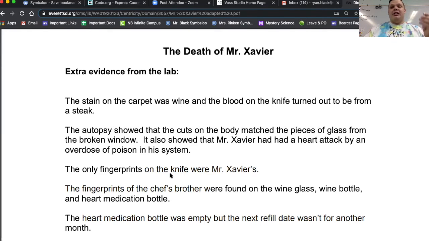The chef's brother's fingerprints were found on the wine bottle, the wine glass, and the medication bottle. So it points to him killing Mr. Xavier, probably in cahoots with his brother, who is Mr. Xavier's chef. So good job. I hope you like that one. We will be doing some more mysteries through the year. They're really good at getting us to think like scientists.